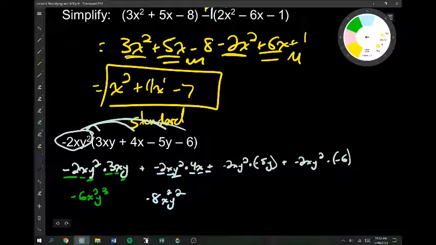Let me do these two. Negative 2xy squared times negative 5y. Well, negative 2 times negative 5 is positive 10. This gives me a positive 10. X is just by itself. And then y squared times y is y to the third.